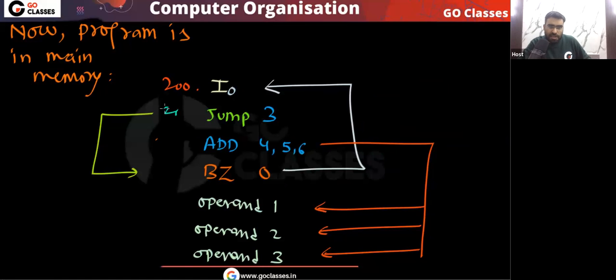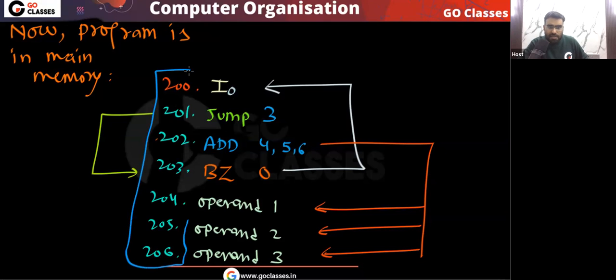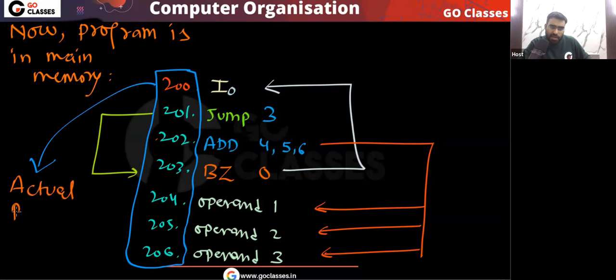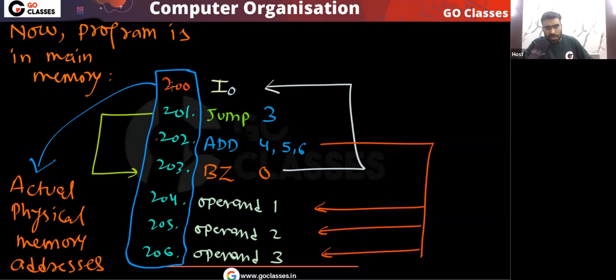Now this is a physical address: 201, 202, 203, 204, 205, 206. Are these things line numbers or physical addresses? These are actual physical memory addresses. These are not line numbers. It means in the main memory at this location I0 is there, and at this location the jump instruction is there. So these are actual physical addresses.